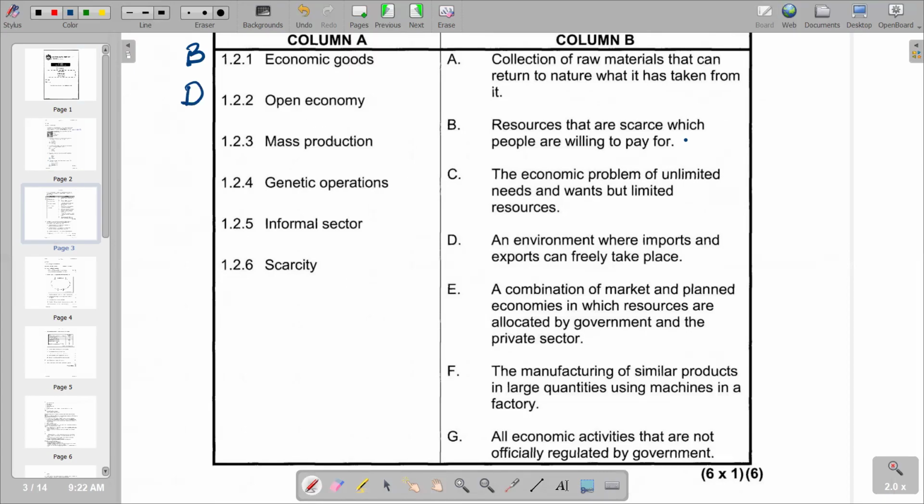We go to 1.2.3, mass production, and we know that when there's mass production, there is production in large quantities. So we also check which is the correct response that we have. If you go to F, manufacturing of similar products in large quantities using machines in a factory. So we have F as the correct response.